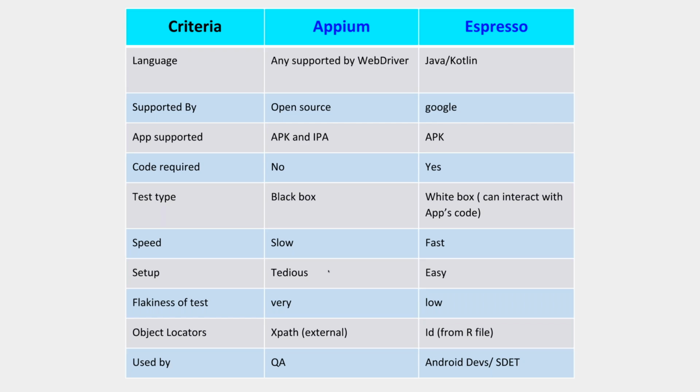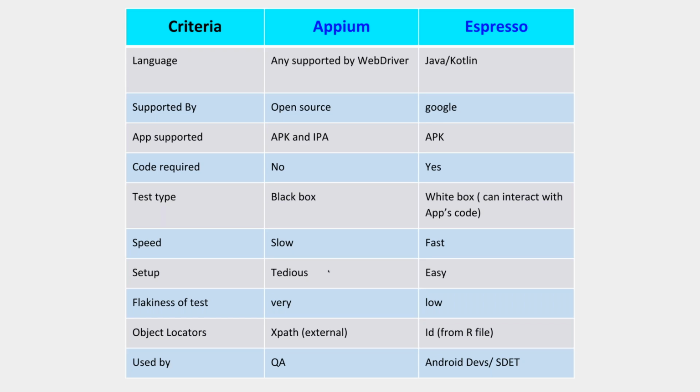Code required in order to start an Appium project: you do not need access to source code. It's black box automation. All you need is already compiled binaries such as an APK. For Espresso, you must have access to the source code, because Espresso is built within the project, so you work in the same workspace as the developers.